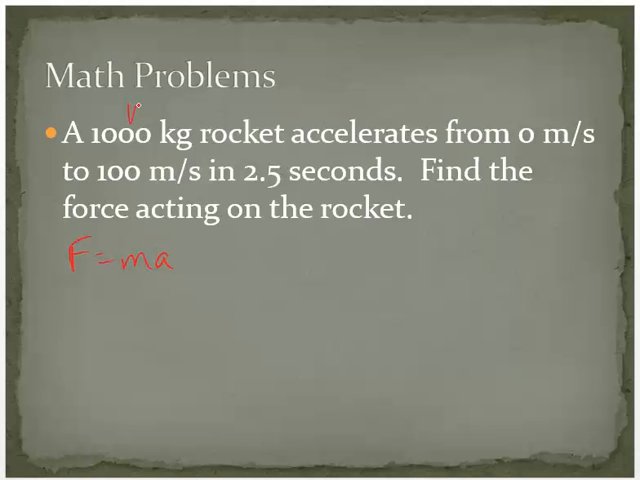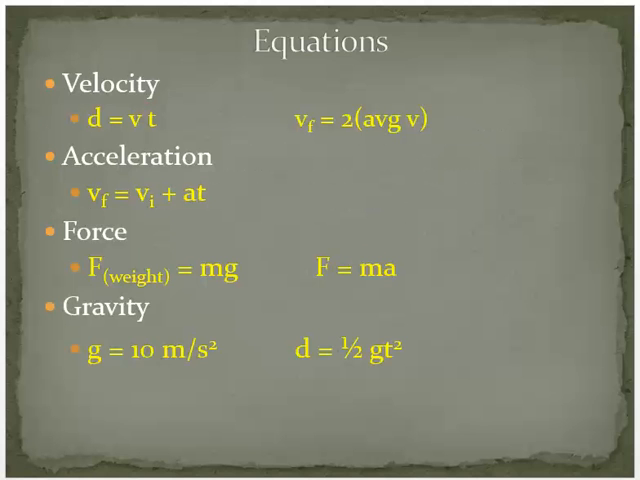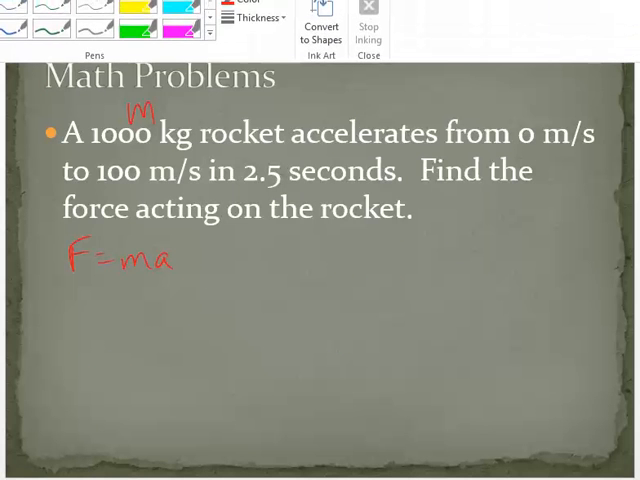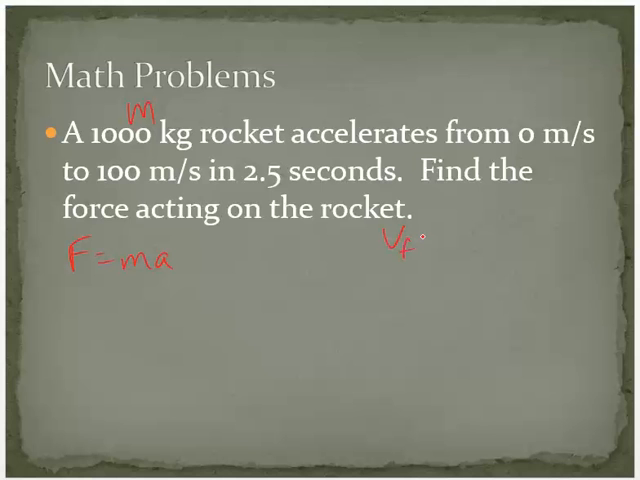In this case, there's my mass. I don't have an acceleration, so I'm going to have to find it. The equation that we've used from the start on acceleration is Vf equals Vi plus At. So I'm going to use that same equation here. Vf equals Vi plus At. Rockets start from 0. I don't know the acceleration. The time is 2.5, and they tell me the final speed is 100 meters per second.